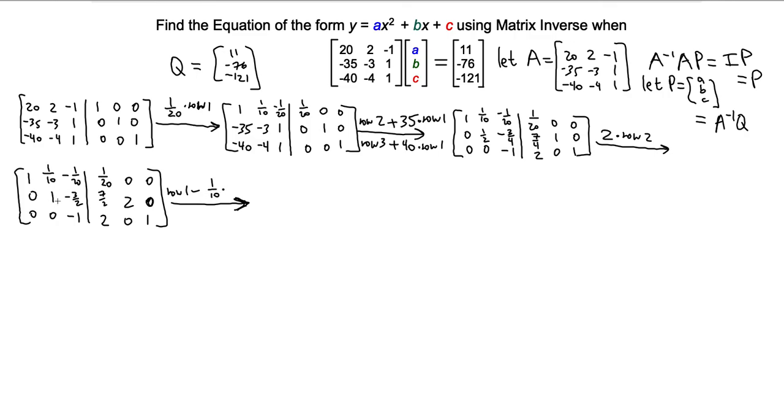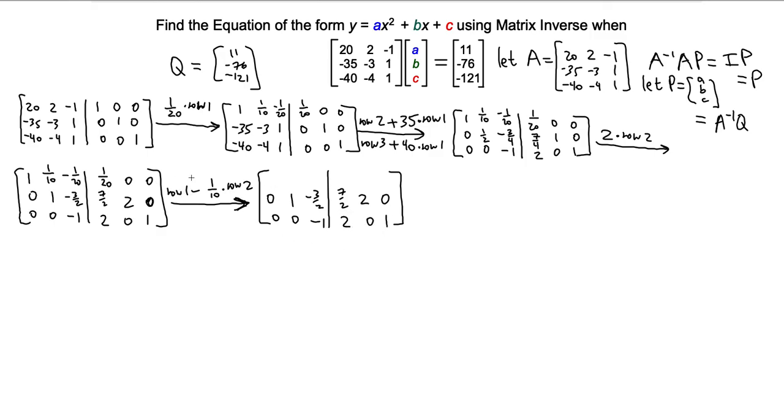Because 1/10 times 1 is 1/10. And that should make it okay. So that means row 2 and row 3 can be written as they are. They don't change. 7, 2, 2, 0, 0, 0, negative 1, 2, 0, 1.